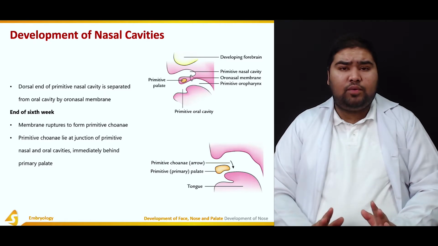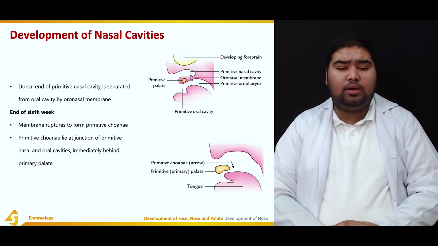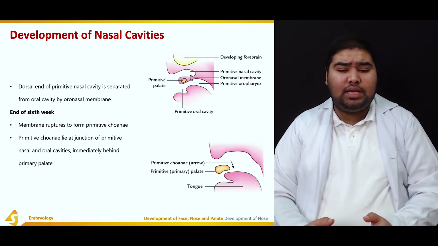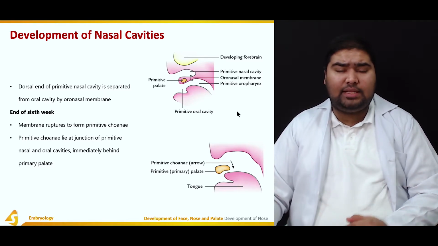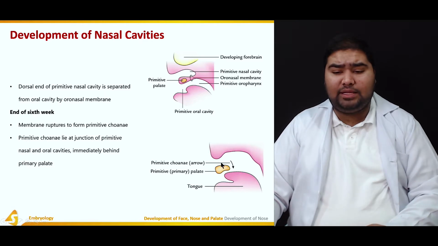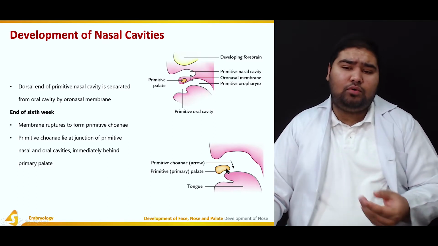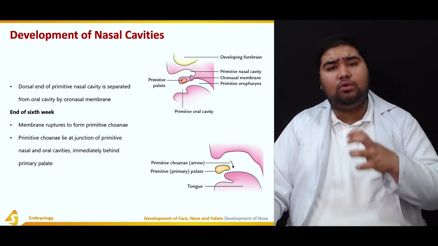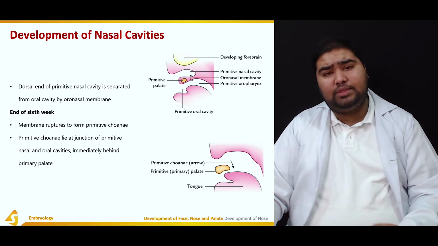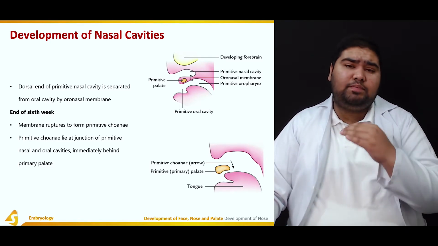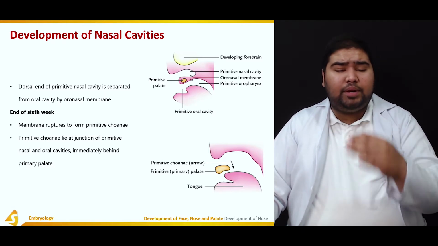Now the primitive choana lie at the junction between the oral and the nasal cavities, and they lie immediately behind the palate. So this is the developing primary palate in orange. It was contained within the oronasal membrane, but since the oronasal membrane ruptured, the development of the palate also proceeds, and it forms a partition between the primitive choana.